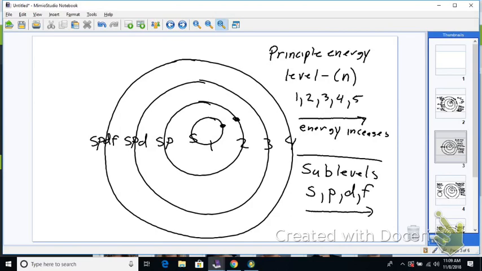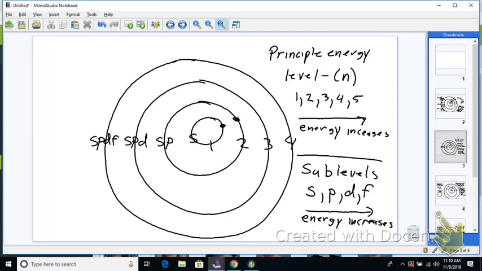So as you go up, the energy increases with them as well. So you can compare two different electrons in the same level and know that a 2p has more energy than a 2s. So the F would be the most energy associated with the sublevels. Any questions with that? All right.